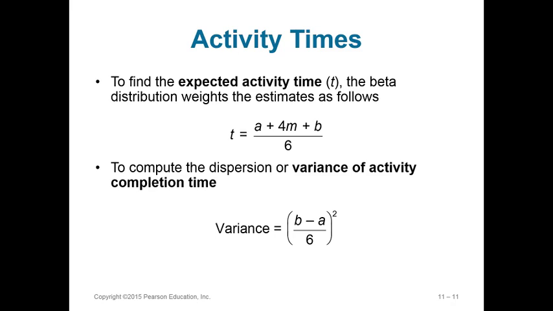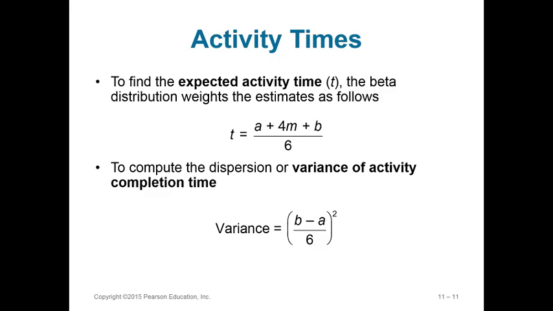Now, truth be told, because so much weight is on the most likely time, which is also the time that CPM would actually have put down, you're probably going to have a fairly close definition of activity times for both methods, because you are using essentially the CPM time as the most common time, but there are some alterations there for the optimistic and pessimistic.